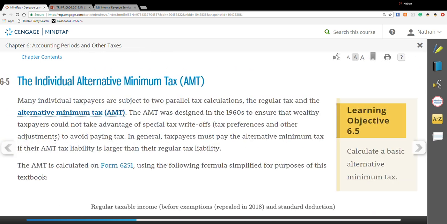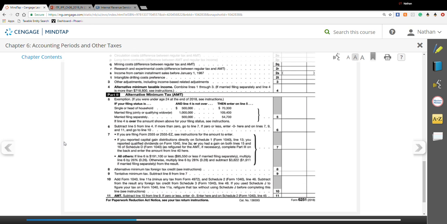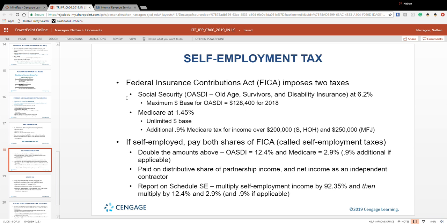Back to this form, notice that the form right here gives you the exemptions. So it's always good to have these forms, because it goes step by step of what can be used and what cannot, and it helps out. So that's a brief overview of alternative minimum tax. Will it come back? Probably will. So just keep an eye out.